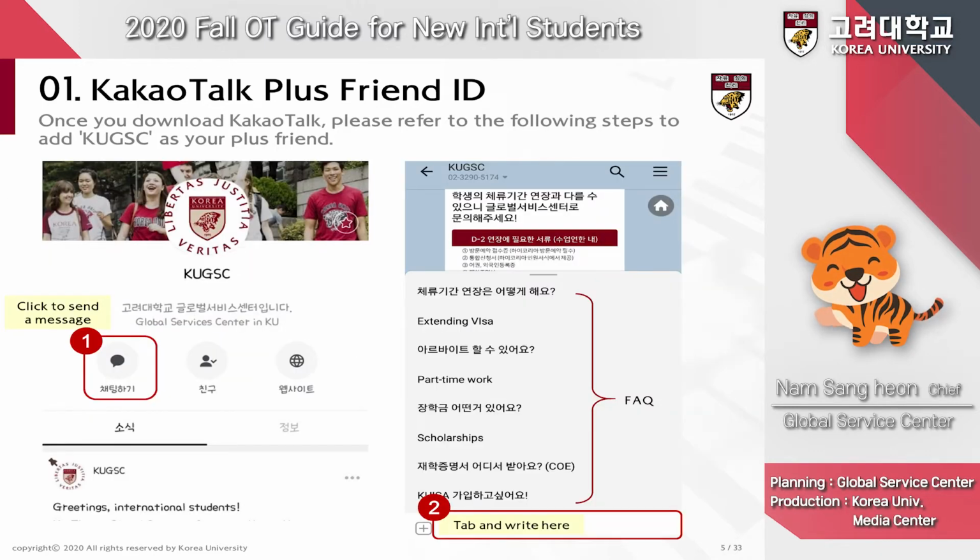Once you add us as your friend, you can talk to us or ask questions by clicking on the icon next to number 1, which says Chat in Korean. And then as shown in number 2, you can go ahead and type in your message and press Send. In this chat room, you can also find an FAQ, so you can take advantage of this function as well.